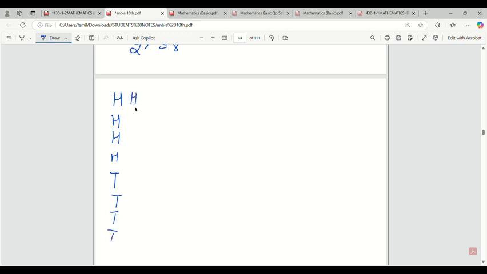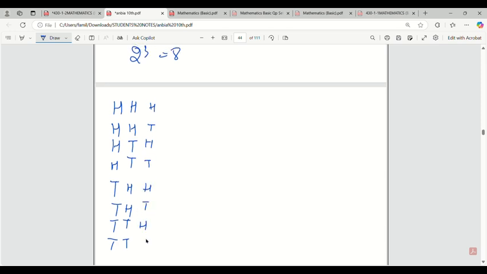Or leave it. I hope you know that. Head, head, tail, tail, head, head, tail, tail. And the last row, head, tail, head, tail, head, tail, head, and tail. Now, how many times are you getting exactly one tail? Let's check. This is the row.